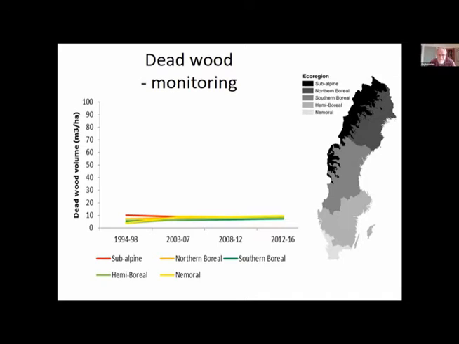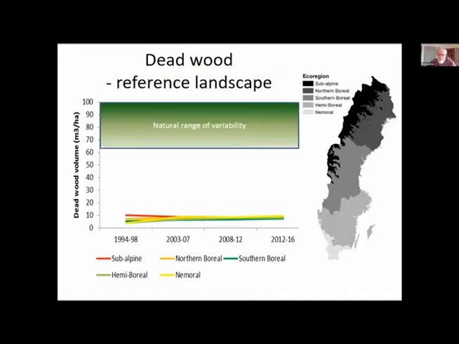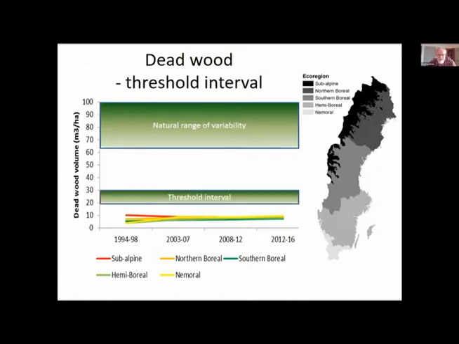But what is important is to compare it with a norm, and one norm could be the natural range of variability in terms of deadwood. As Lars hinted in the beginning, there was lots of deadwood in the naturally dynamic forest. And there are a lot of reviews and actually a lot of knowledge about how much deadwood species need. Maybe this is in this range.